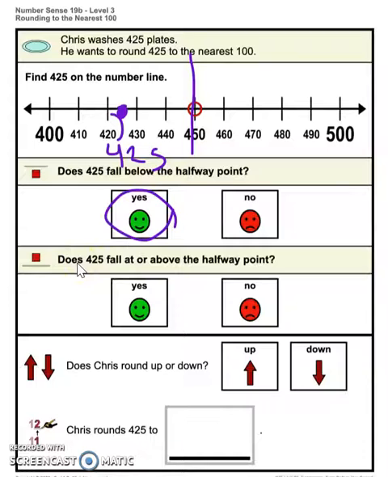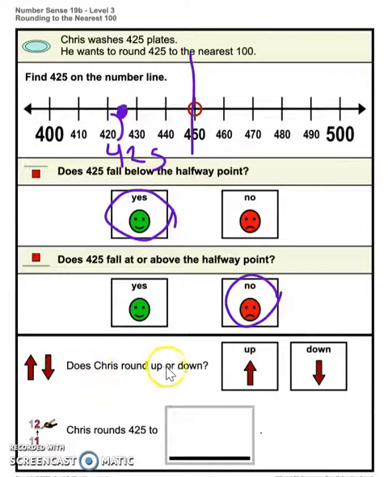Here's the next part of this problem. Does 425 fall at or above the halfway point? Well, here's the halfway point right here. And then here are the numbers above the halfway point. Do you see our number 425? No, our number is not at or above the halfway point. Circle no.